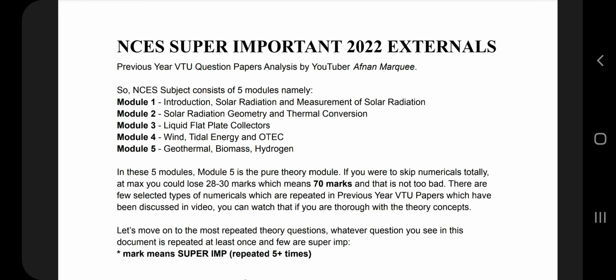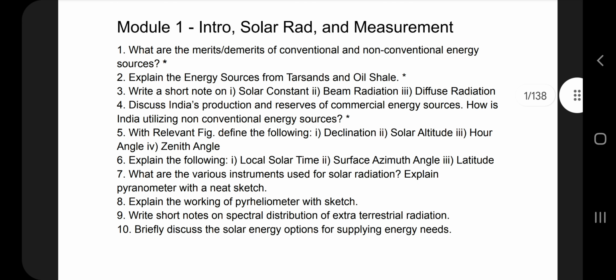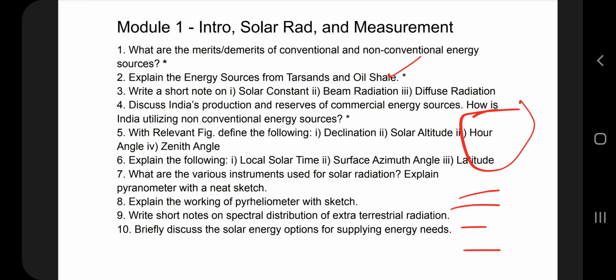I have mentioned the questions here, and the star questions are the super important questions. First you have to cover the star questions, then go to the next ones. What you are supposed to write, what the mark distribution will be, where you have to write the diagrams, how to explain the diagrams and how to remember them, all the key points I'll be discussing. So let's get started.